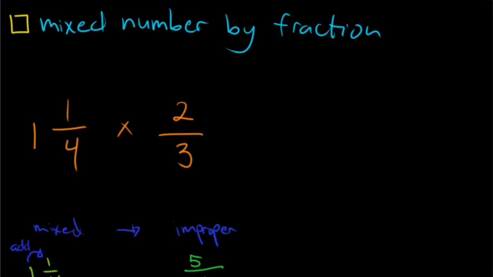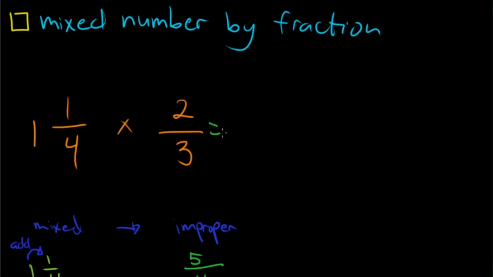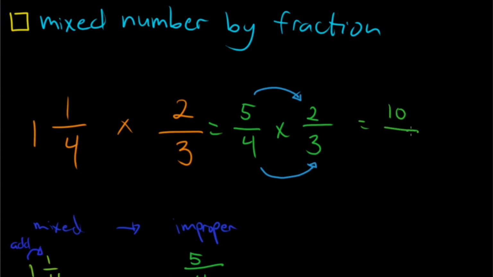Pwede na natin balikan ito. So meron tayong, instead of 1 and 1/4 times 2/3, meron na tayong 5/4 multiplied by 2/3. And then you can do what we did in our first example, multiply the numerator by another numerator, head to head, and then toe to toe, the denominator multiplied by another denominator. Magiging sagot natin diyan, we have 5 times 2 will give us 10. Then 4 times 3 will give us 12.